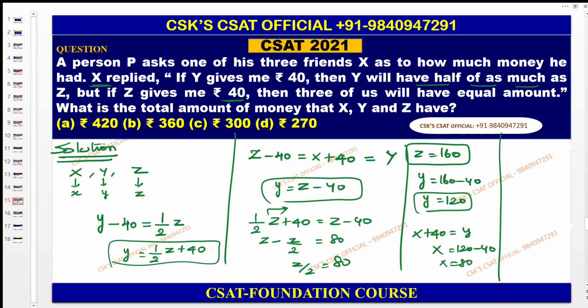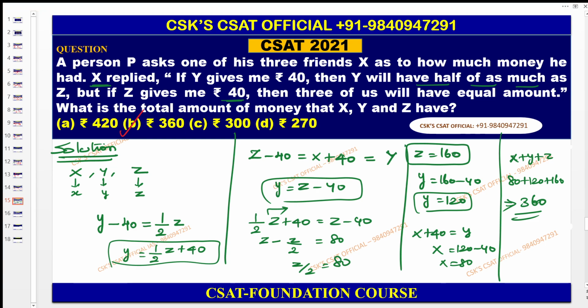So now try to understand. We need to find out X plus Y plus Z only. So 80 plus 120 plus 160, which is equal to 360. So the answer here is 360 rupees.